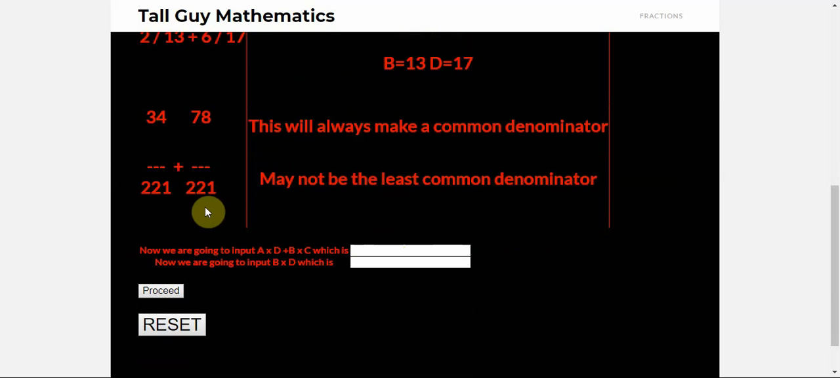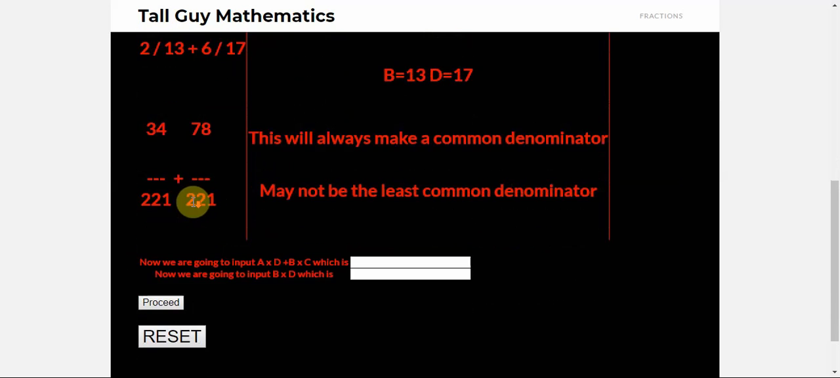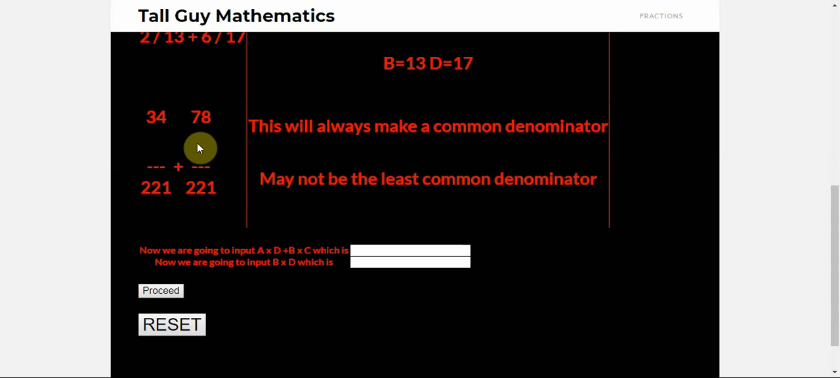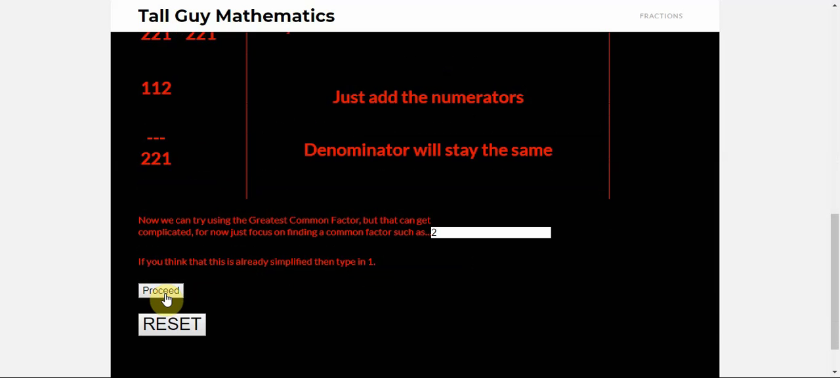Now, after you find these common denominators for these fractions that you had up here, we're now going to add these two numerators together. So 34 plus 78 is 112. And your denominator, BD, stays exactly the same, 221.